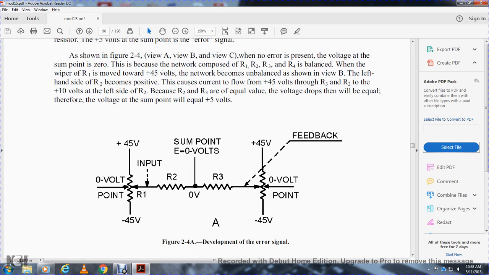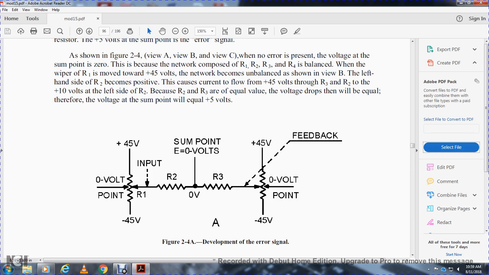As shown in figure 2-4, views A, B and C, with no error voltage present at the sum point, the network composed of resistors 1, 2, 3 and 4 is balanced. When the wiper of resistor 1 moves toward the positive 45 volts, the network becomes unbalanced, as shown in view B. The left hand side of resistor 2 becomes positive 10 volts as current flows from the positive 45 volts through resistors 3 and 2. Because resistors 2 and 3 are equal in value, the voltage drops are equal, therefore the voltage at the sum point will equal positive 5 volts. This shows the development of the error signal.